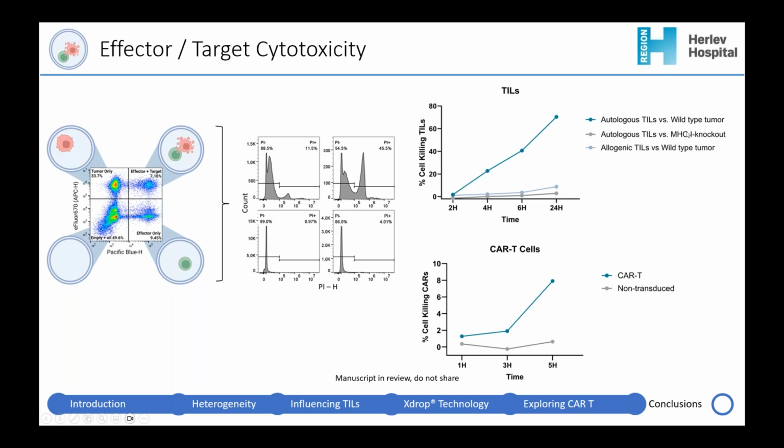And then we also have a knockout of the MHC gene, so they cannot see antigen, so that's why we do not see any killing here. And then we also have allogenic TILs with wild-type tumor, so tumor from a different patient that they cannot interact with.